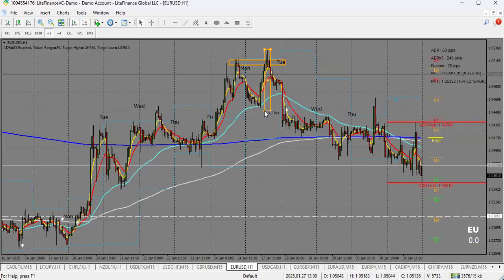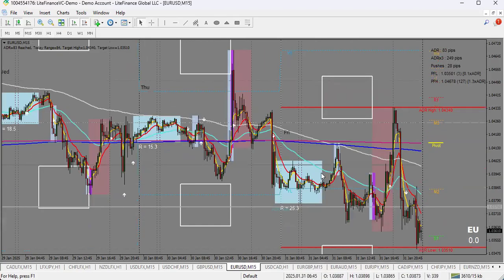The ADR is around 83. So that's ADR times 1, ADR times 2, ADR times 3. You can see our ADR times 3 is at the point where we expect the market to end its movements. And now we need to look at where the market might retrace before going down. Okay, so we have around these EMAs.